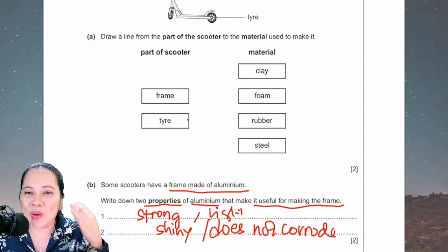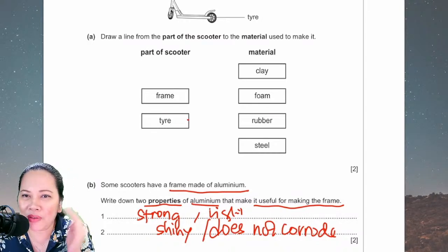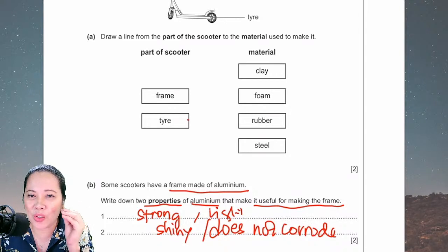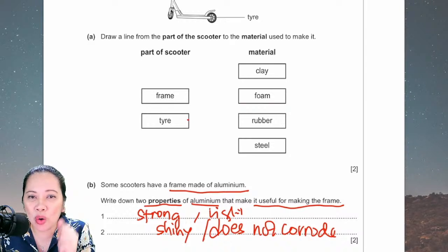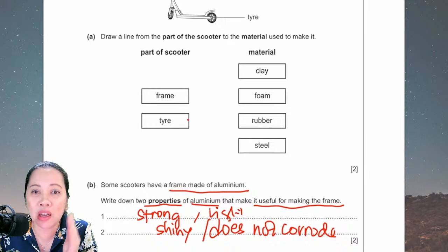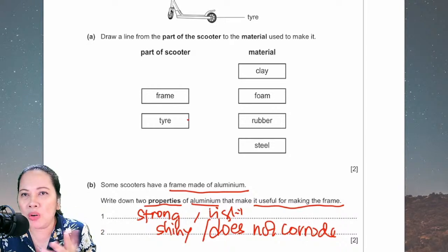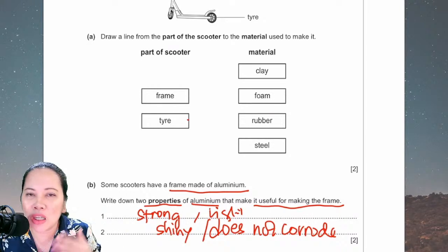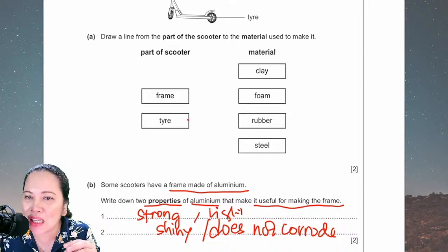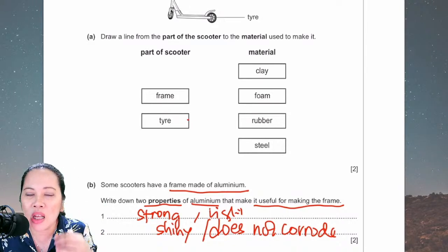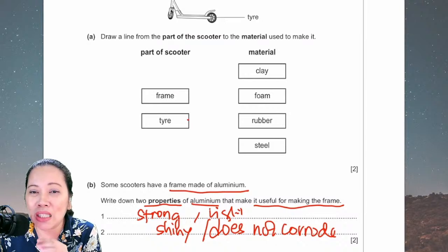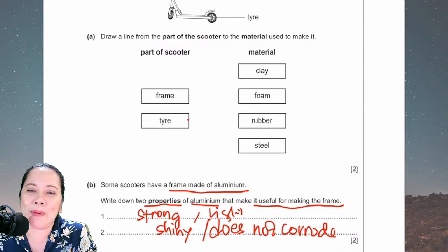If you have this type of question, it's more of common sense. You just need to use your common sense and your daily experience. If you have a scooter at home, you would know. Technically, if I have a scooter, I'll always see it. I know it's light, I know it's shiny, I know it shouldn't be corroding, I know it should be strong. So those are the answers that you could actually write in.